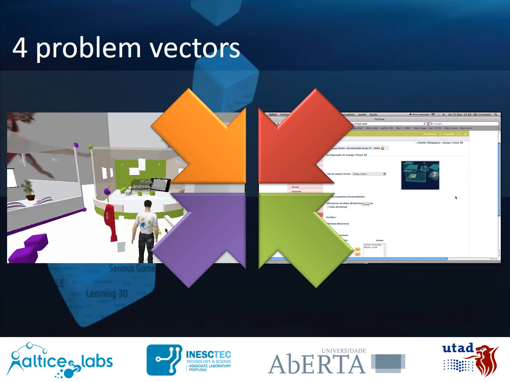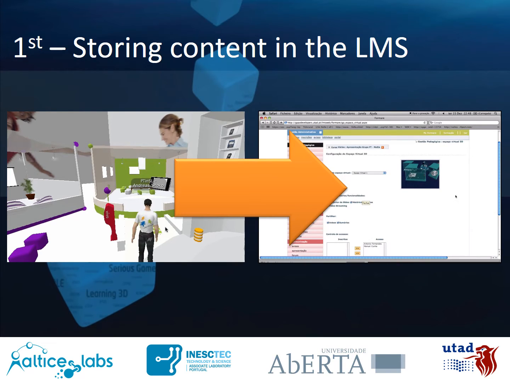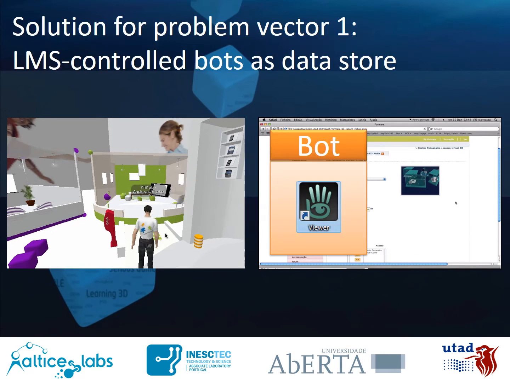We did identify 4 problem vectors, and this is explained in the paper. So the first problem vector is how to store the content as a virtual world in the context of the learning management system information system. Our approach for this is to use LMS-controlled bots as a data store. The learning management system will be able to control several bots, several automated clients, and it's the data store for the learning management system.